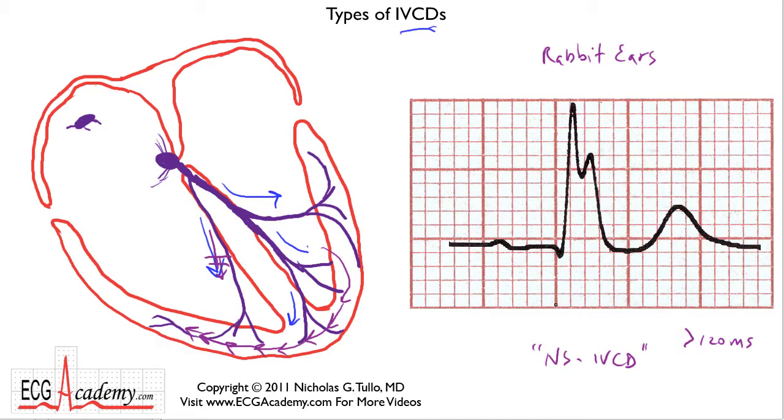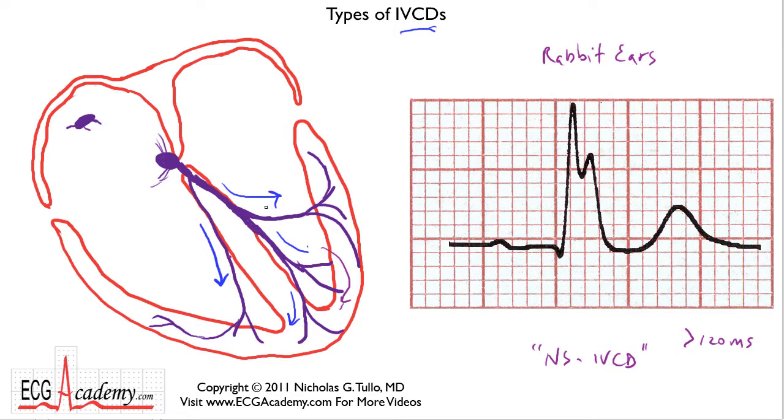But I just want you to recognize this pretty characteristic rabbit ear pattern, along with the fact that the QRS here is about 150 to 160 milliseconds in duration. This is a classic example of a bundle branch block pattern with widening of the QRS and the rabbit ears. We can sometimes see this with a right bundle branch block and sometimes a left bundle branch block as well.